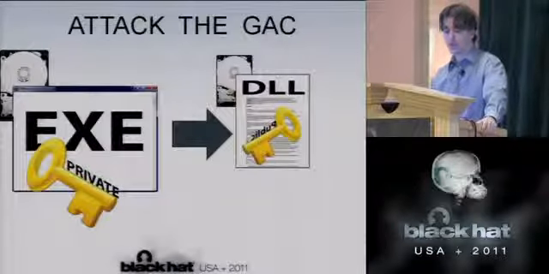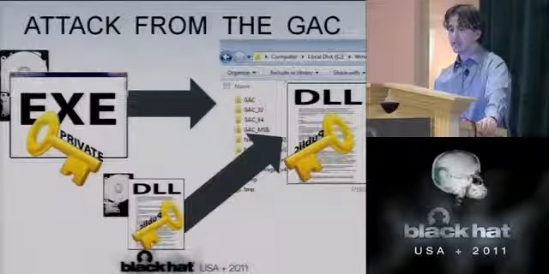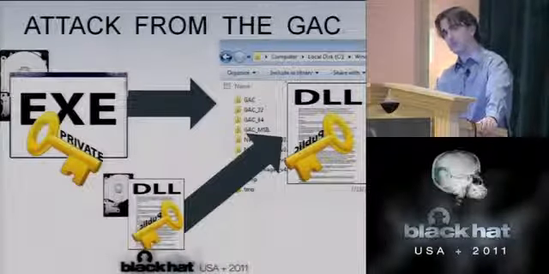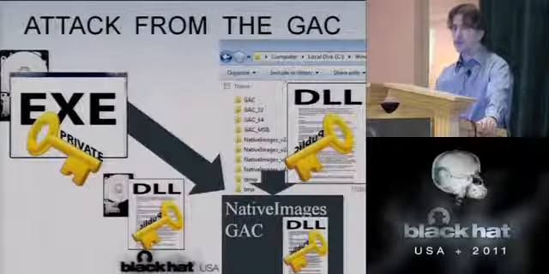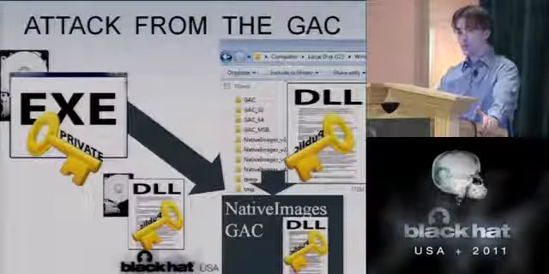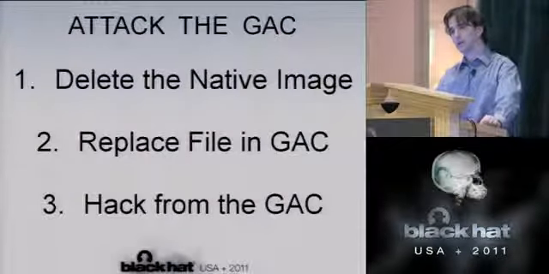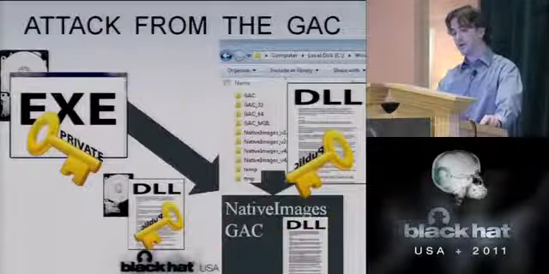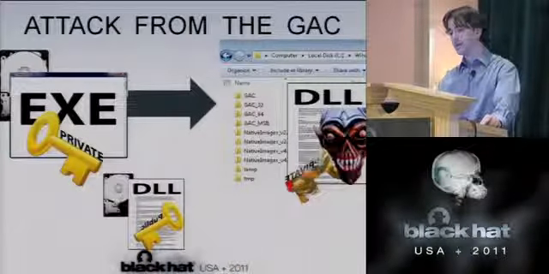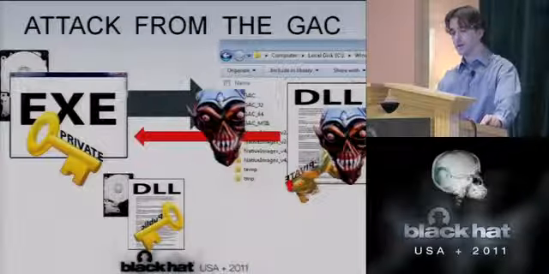Even if you don't want to call the GAC, you usually end up calling the GAC anyways. Because when an exe calls a DLL, it really puts that DLL inside of the GAC, in which case it really compiles a native image. So when your exe runs, it's really calling that native image. You want to delete the native image, replace your target in the GAC, and then you can hack your target from the GAC because you delete your native image, you put your infected malicious code in the GAC, and then you run it.